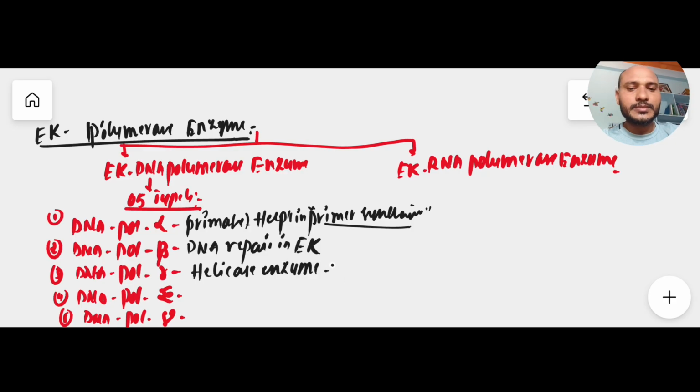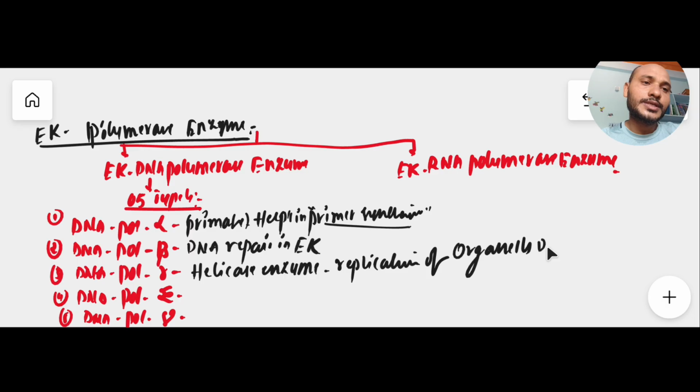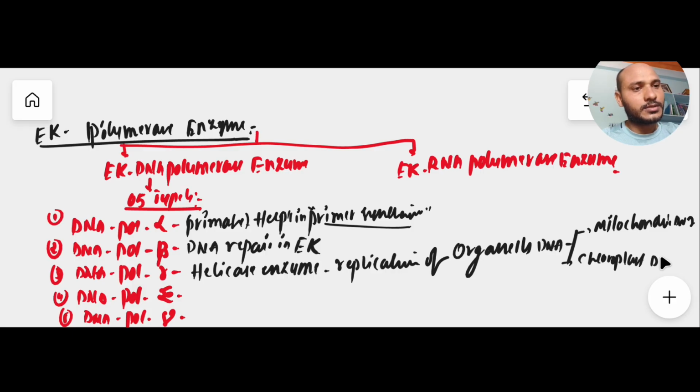So these enzymes mainly help in replication of organelle DNA, which is very important. Organelle DNA like mitochondrial DNA replication and chloroplast DNA replication. So this enzyme plays an important role.